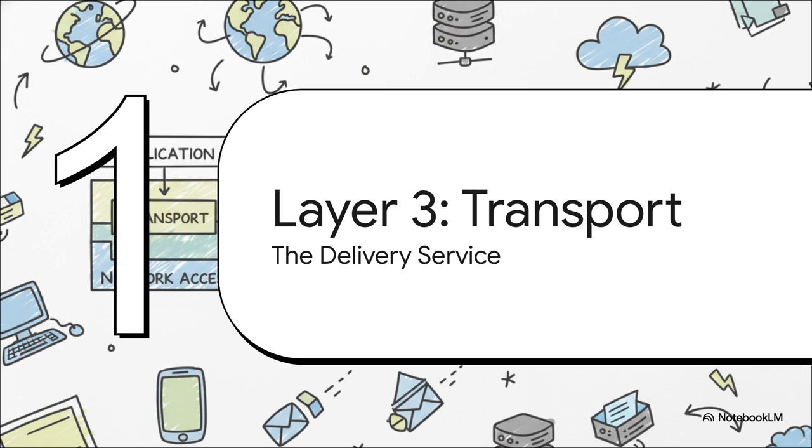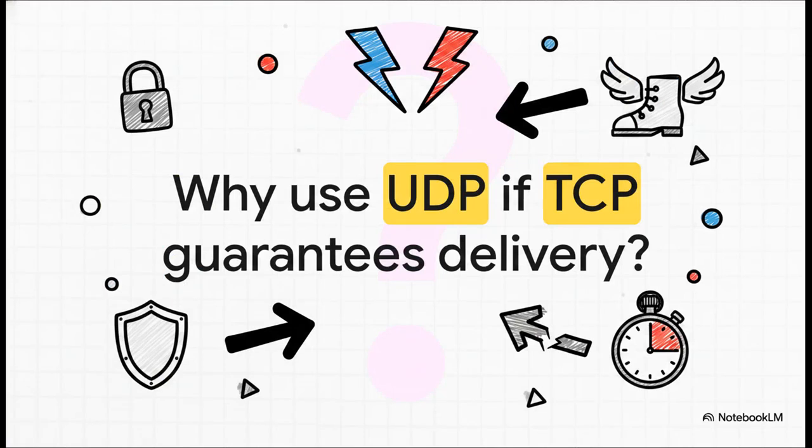Let's keep moving up. Section 4, Layer 3, Transport Layer, the delivery service. Okay, getting the data to the right computer using an IP address is fantastic, but your computer runs dozens of programs at the same time. How does the network know to send the incoming data to your email app and not your web browser? That brings us to port numbers and protocols. And here is the ultimate exam trap question.